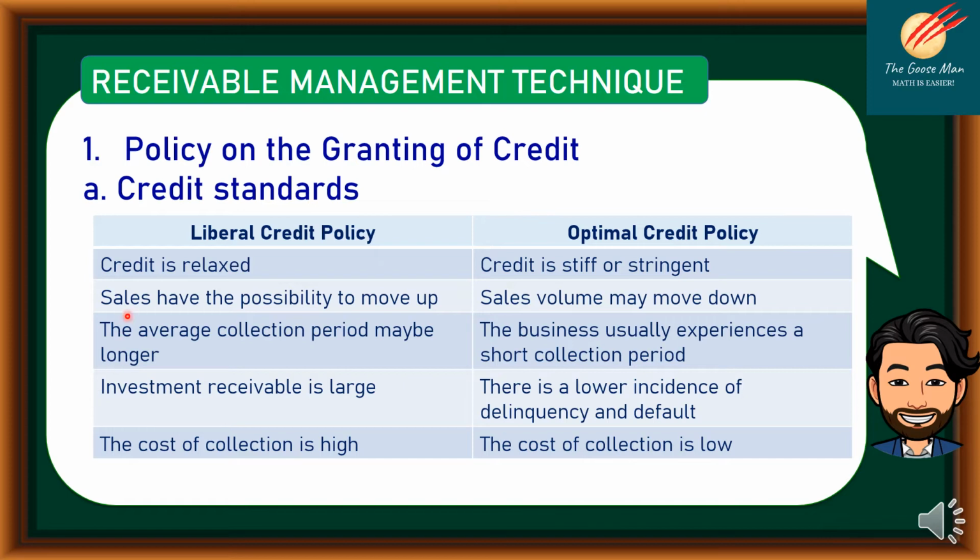If we say liberal credit policy, this is somewhat relaxed, sales have a possibility to move up, the average collection period may be longer, the investment in receivable is large, and the cost of collection is high. On the other hand, if we say the optimal credit policy, the credit is steep or stringent, the sales volume may be down, the business usually experiences a short collection period, there is a lower incidence of delinquency and default, and finally, the cost of collection is low.